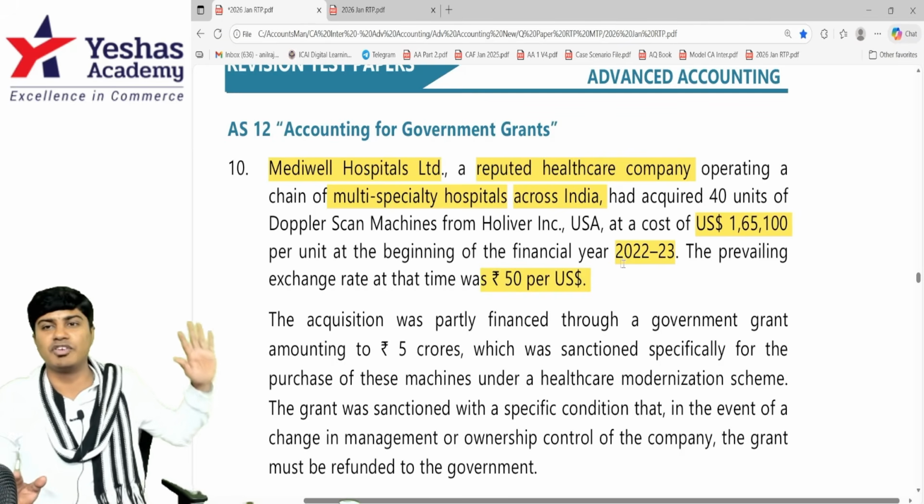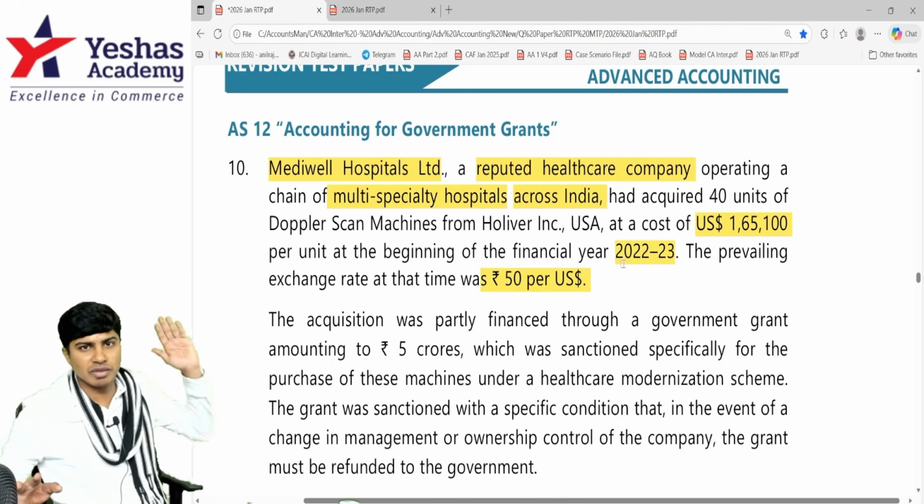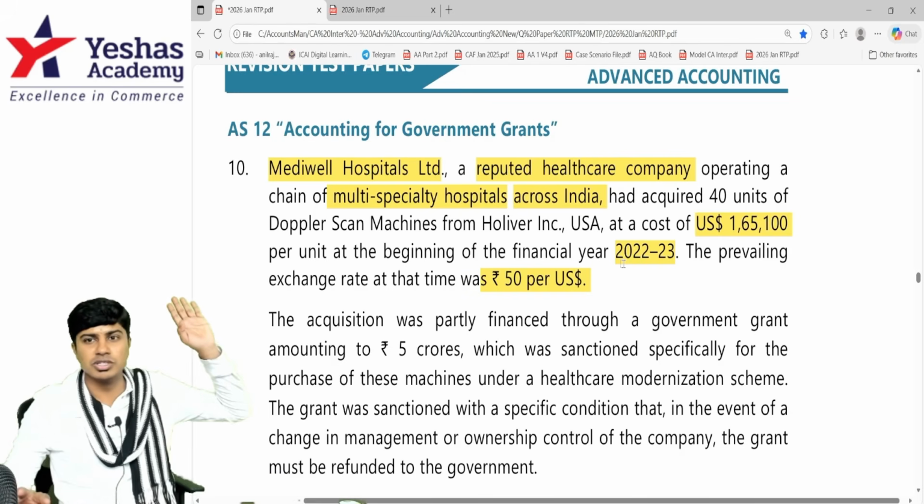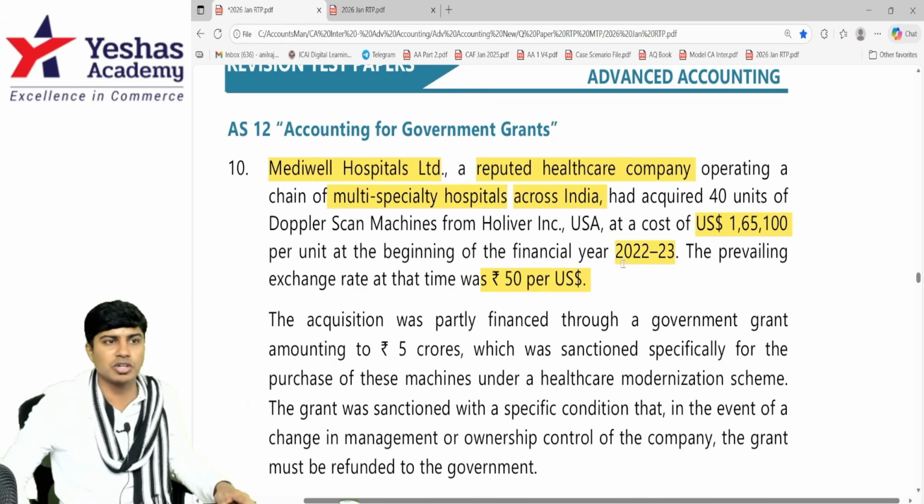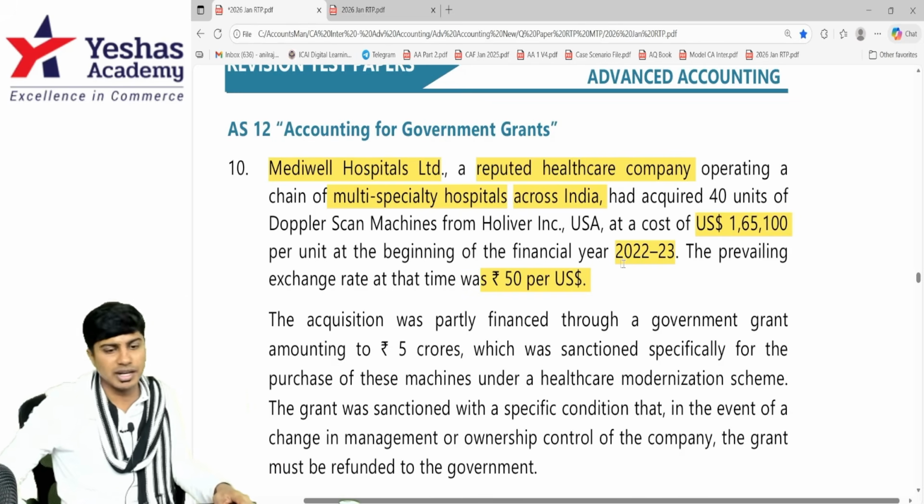This is false. In that year, it was not 50 rupees. 50 rupees was there when Manmohan Singh uncle was the prime minister. But okay, we are not questioning the data in the question. We'll take it that way.